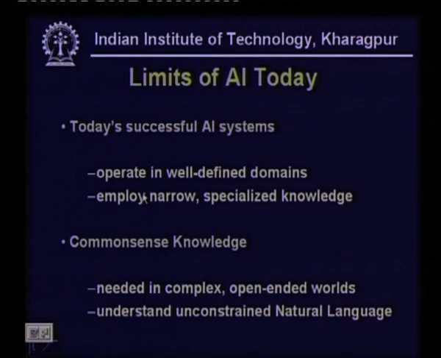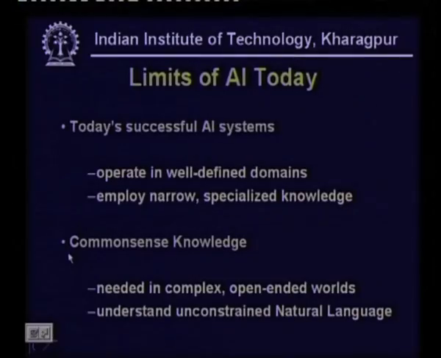Today's successful AI systems operate in well-defined specific domains, employing narrow or specialized knowledge. However, if you want to artifact a system that has general intelligence that can work intelligently in any domain, we need to have a lot of things. For example, such a system must have common sense knowledge, which is needed to function in open-ended worlds.